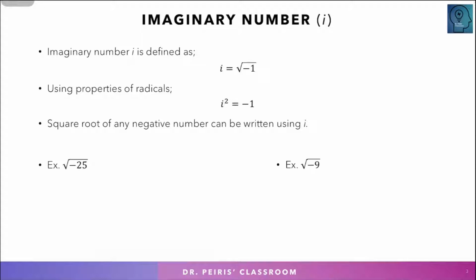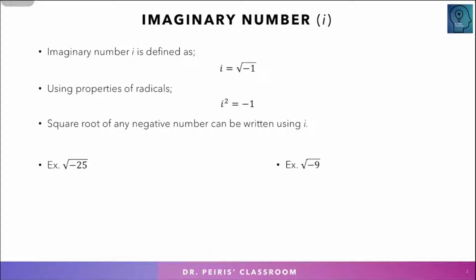So when do we use these imaginary numbers? Whenever you want to find the square root of any negative number, the answer can be written using i. So let's see an example. The first example is how to find the square root of -25.